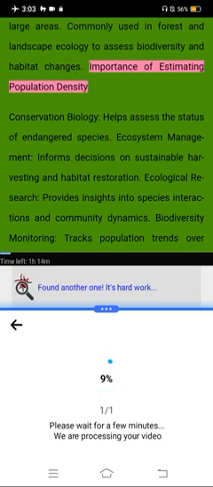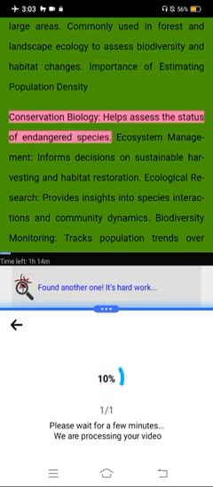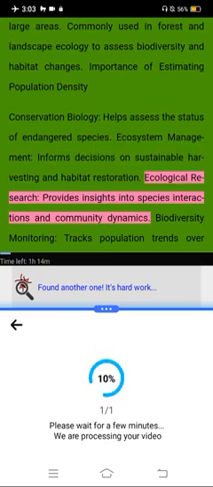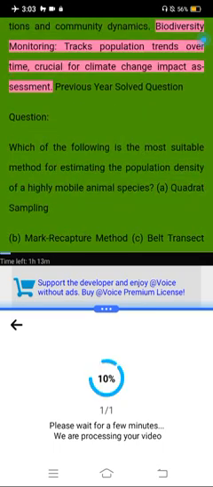Importance of estimating population density. Conservation biology: helps assess the status of endangered species. Ecosystem management: informs decisions on sustainable harvesting and habitat restoration. Ecological research: provides insights into species interactions and community dynamics. Biodiversity monitoring: tracks population trends over time, crucial for climate change impact assessment.